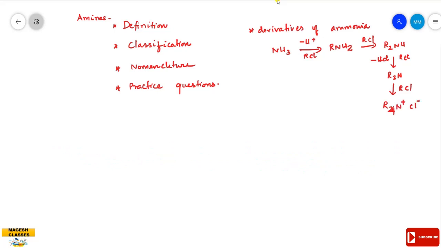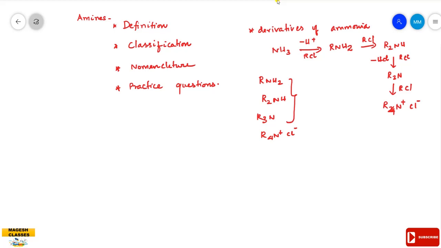Simply say, amines are derivatives of ammonia. They are obtained by replacing hydrogen atoms by alkyl groups. So what are amines? RNH2, it may be this type, R2NH this type, R3N this type, and R4N plus Cl minus or X minus. So there are four types of amines. Only the first three are very important.